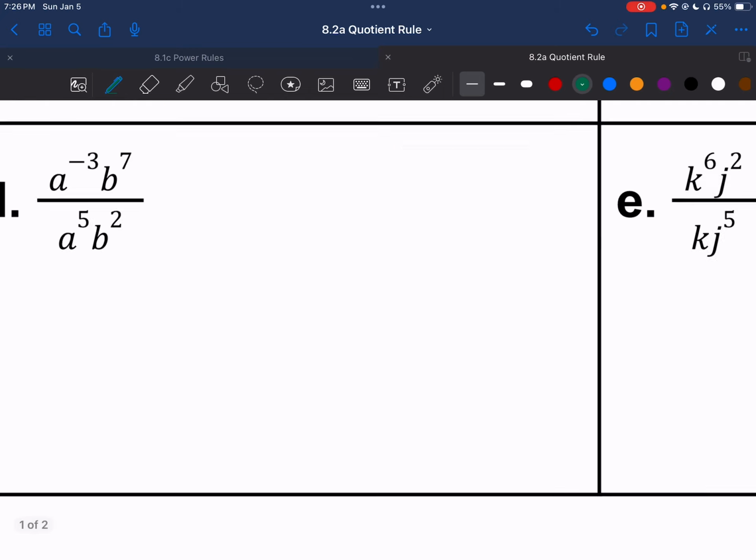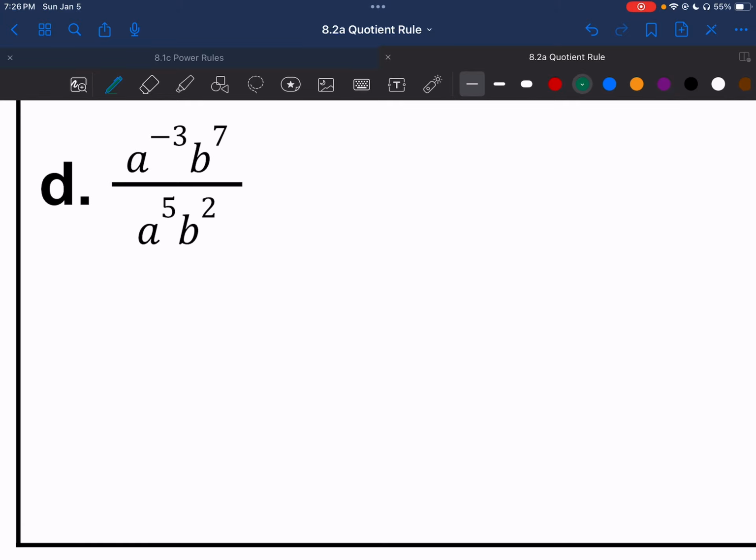Okay, let's take a look at letter D. We have a to the negative 3rd, b to the 7th. We have a to the 5th, b to the 2nd. Where do I have more a's? I have more in my denominator. So a is going to stay in the denominator. And we subtract 5 minus negative 3.